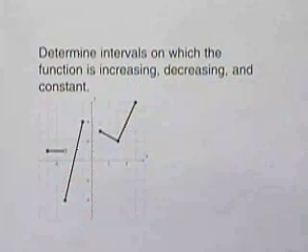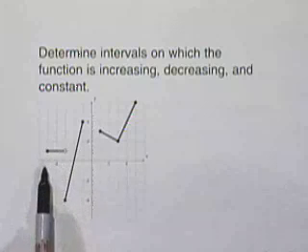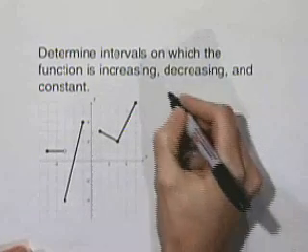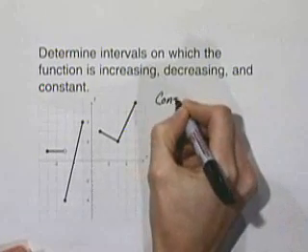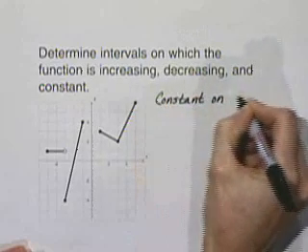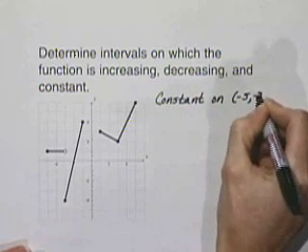Now, one thing to remember is that all these intervals we're talking about are open intervals. Let's take a look at a problem. Determine intervals on which the function is increasing, decreasing, and constant. Now, we can see that the graph stays the same on the interval -5 to -3, so it's constant on the interval -5 to -3.